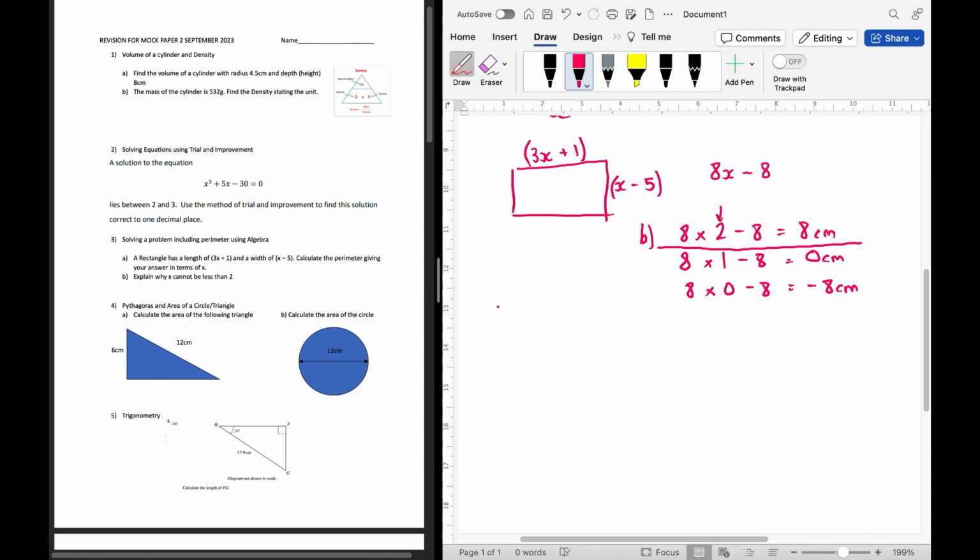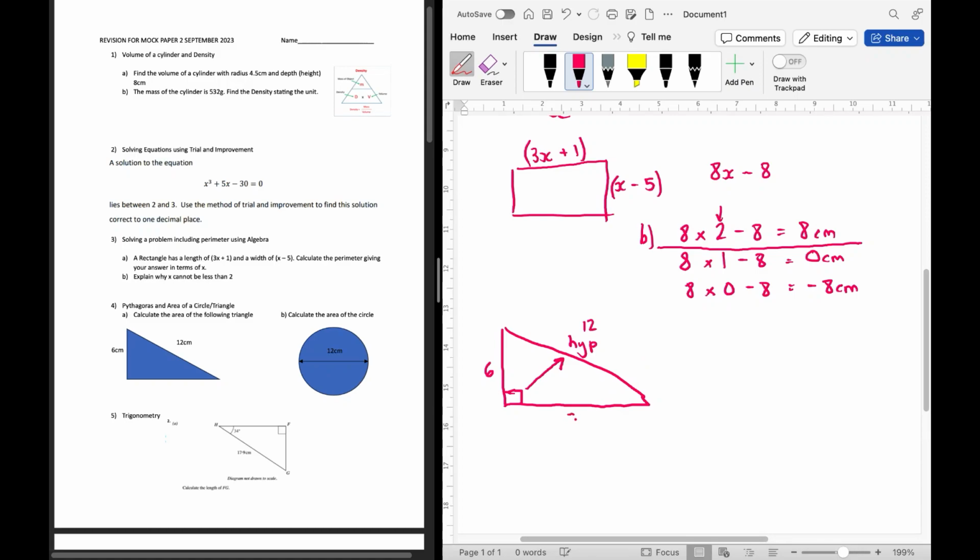Number 4, which is your Pythagoras. We are trying to find a small side. So here's your hypotenuse. To know it's the hypotenuse, the right angle basically points at the big side. So we're trying to find one of the smaller sides here. We know the hypotenuse is 12, and we know one of the smaller sides is 6.